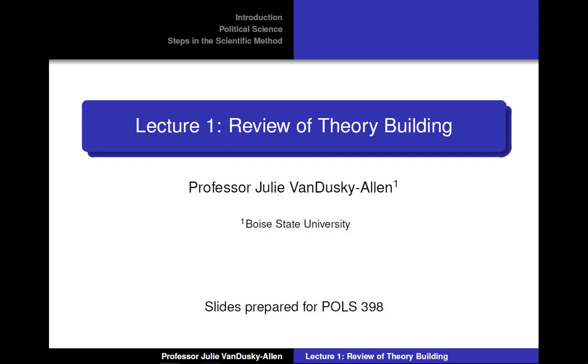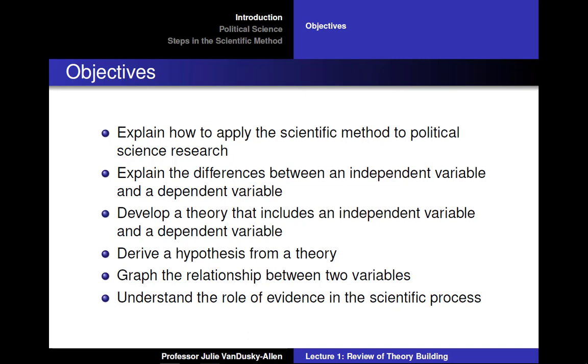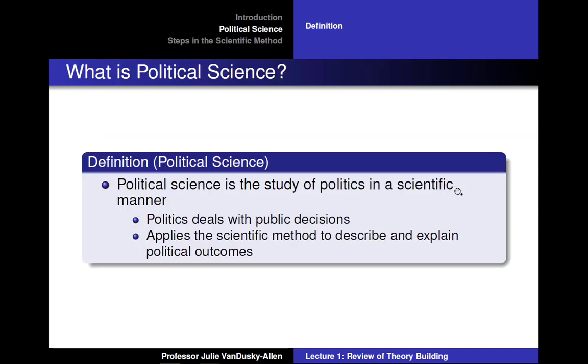This is Lecture 1, Review of Theory Building. By the end of this lecture, you should be able to explain how to apply the scientific method to political science research, explain the differences between an independent variable and a dependent variable, develop a theory that includes an independent variable and a dependent variable, derive a hypothesis from a theory, graph the relationship between two variables, and understand the role of evidence in the scientific process.